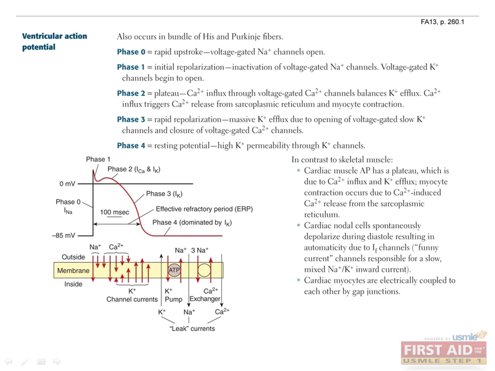The biggest difference between this action potential curve and that for skeletal muscles is that in the heart there's a plateau of electrical potential, which you see in phase 2. Specialized cardiac nodal cells also spontaneously depolarize during diastole, resulting in automaticity due to IF channels, which we will discuss in more detail next. Another important difference is that cardiac muscle cells are electrically coupled to one another by gap junctions. This allows for depolarization in one cell spreading to adjacent cells and allows for coordinated contraction.